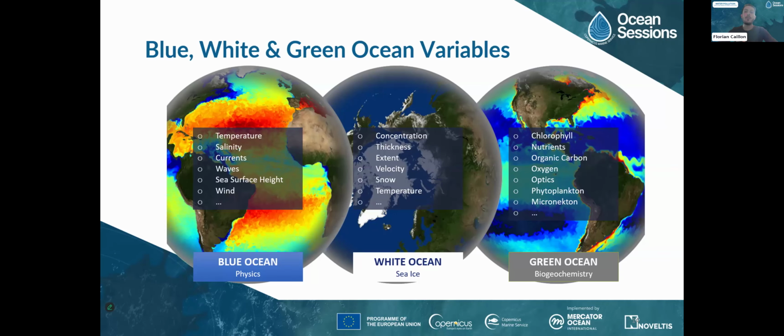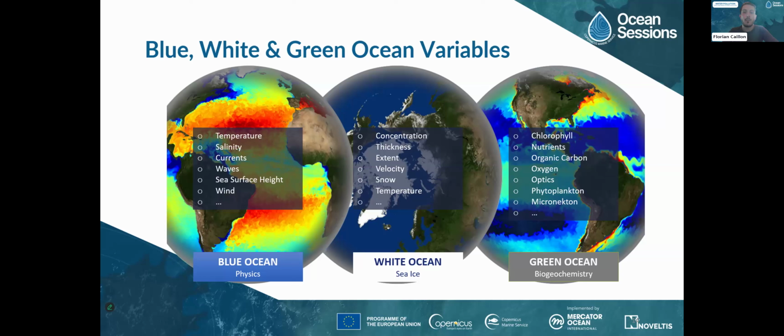To describe the ocean fully, we organize variables into 3 families. The blue ocean represents physical processes such as temperature, salinity, currents, waves, winds, and sea level. The white ocean covers sea ice variables like ice concentration, thickness, velocity, and age. And the green ocean contains biogeochemical and ecosystem indicators, for example, chlorophyll, nutrients, oxygen, carbon variables, or pH. Together, these 3 families provide a comprehensive view of ocean state and health.